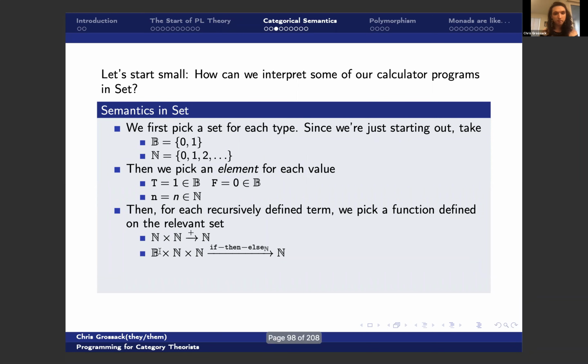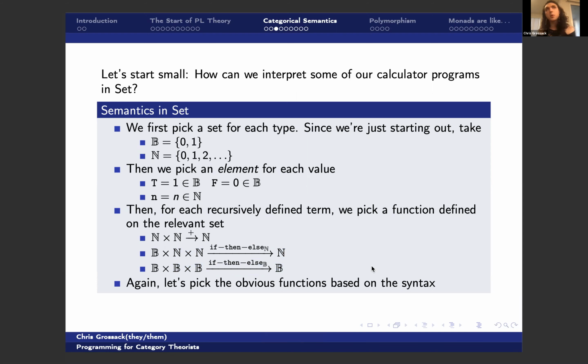Similarly, for if then else, we're going to have functions which take in a Boolean and two guys of type tau, and spit out some guy of type tau. And so notice if then else is kind of parameterized by tau. That's going to come up later. But for now, you can pick any old function for this if then else, and any old function for this if then else. And again, we're going to pick the obvious function. We know what if then else should do when we're given a Boolean and two naturals, so we're going to use that function.